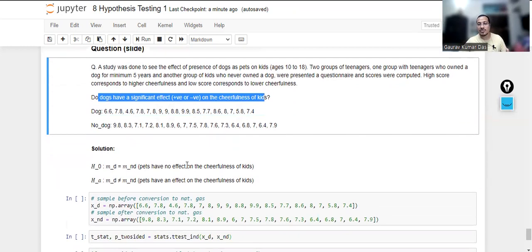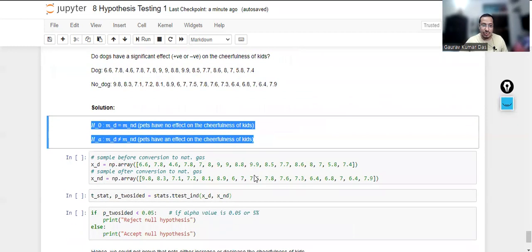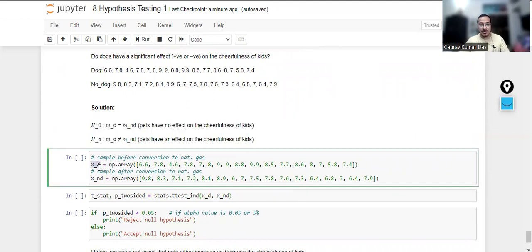So the alternate hypothesis will say mean cheerfulness of people with dogs is not equal to mean cheerfulness of people with no dogs. Very simple. This is something which we have already covered. But I just want to show you how we solve the same question using Python. So here XD means the sample with dogs, an array of this, and the sample with no dogs, which is already given in the question.